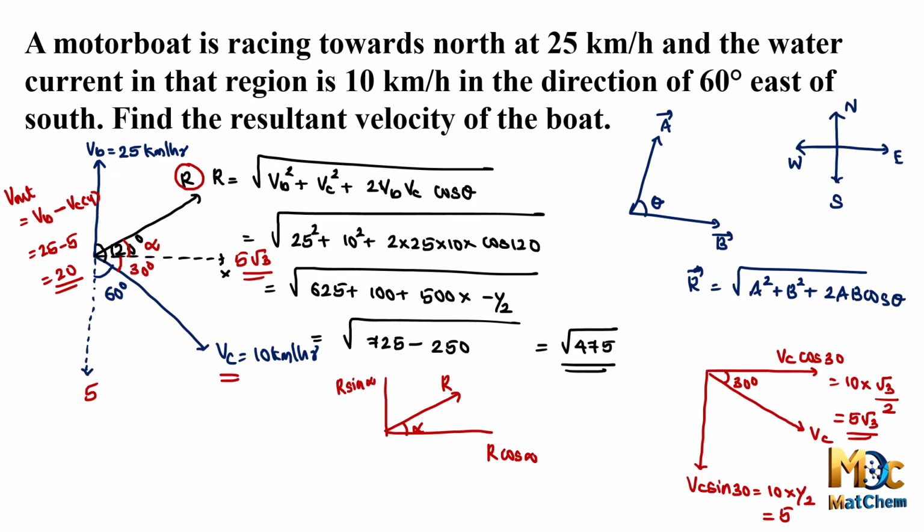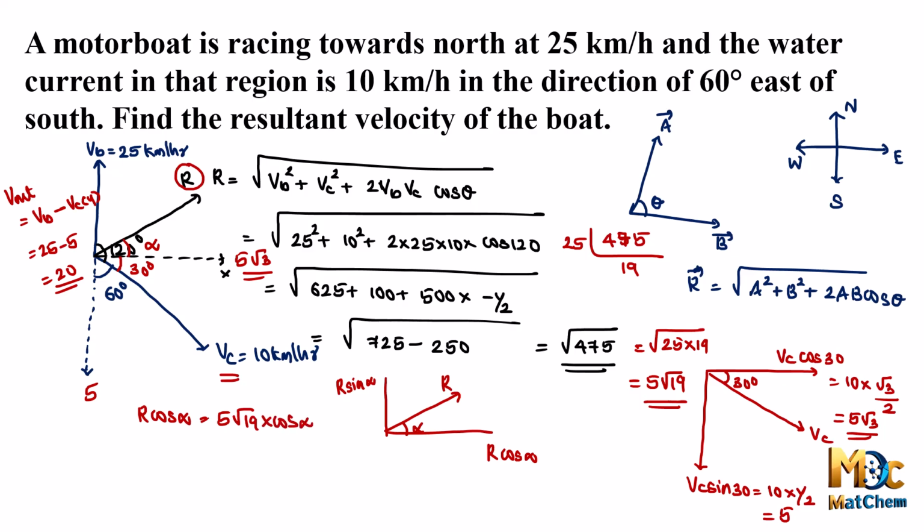So what is this R cos alpha? The value of R is square root of 475. 475 can be simplified: if you take 25 outside, you will get 19 here. So that is equal to square root of 25 into 19, that is equal to 5 root 19. So R will become equal to 5 root 19. So 5 root 19 into cos alpha.